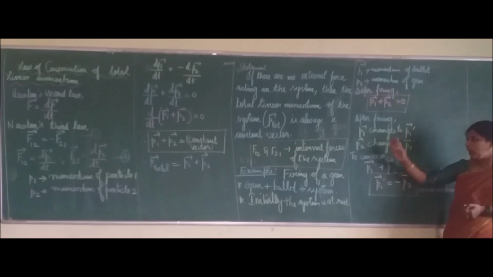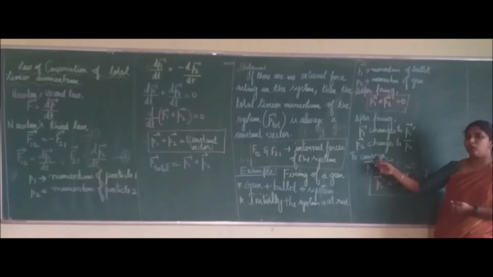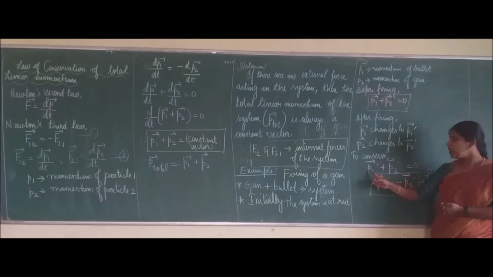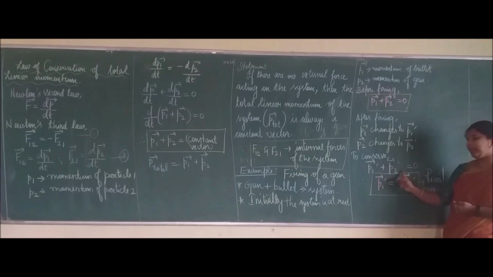P1 dash, and P2 also made to change, that is P2 dash. Once you fire, the bullet moves forward and the gun moves backward. So to conserve the law of conservation of momentum, P1 dash plus P2 dash is equal to 0. When the term is moved to this side, P1 dash equals minus P2 dash, as a vector.